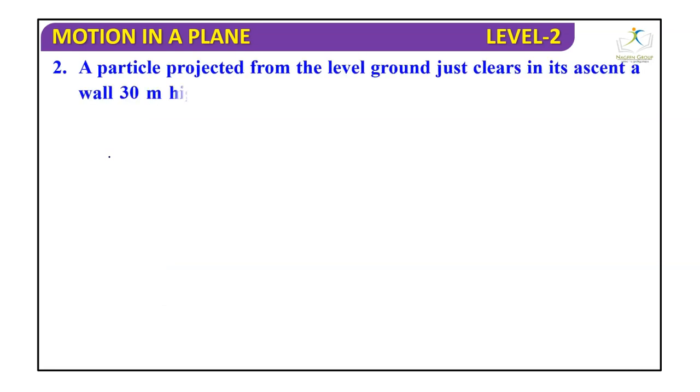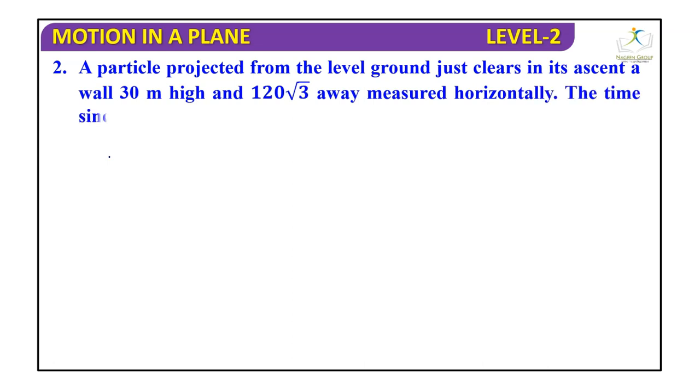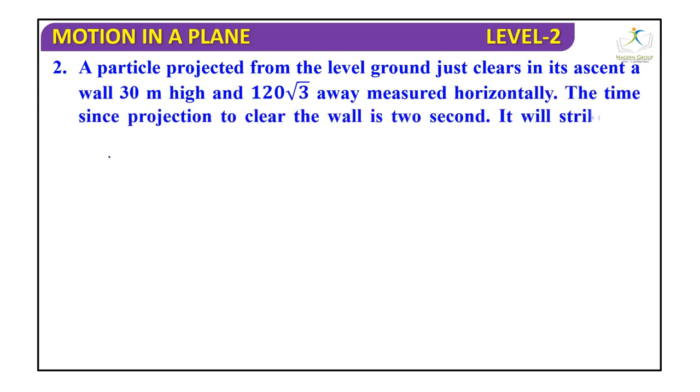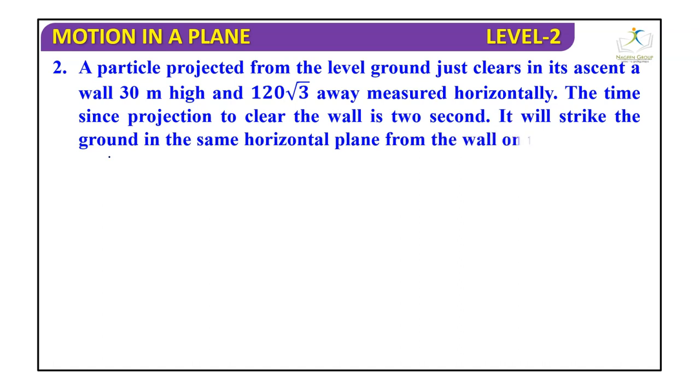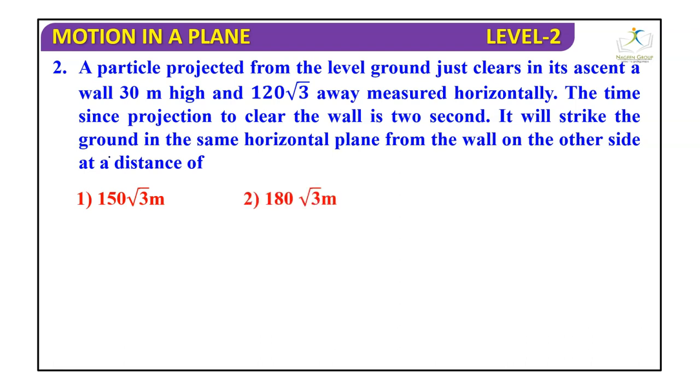Next question. A particle projected from level ground just clears in its ascent a wall of 30 meter height and 120 root 3 away, measured horizontally. The time since projection to clear the wall is 2 seconds. It will strike the ground in the same horizontal plane on the other side of the wall at a distance of: 150 root 3, 180 root 3, 120 root 3, 210 root 3.